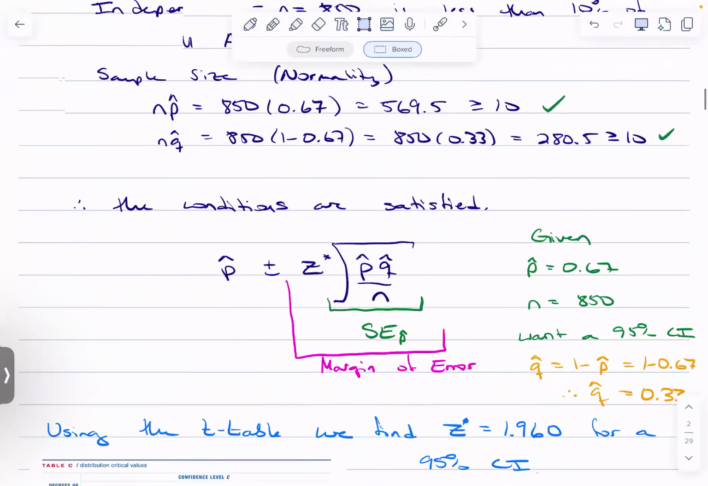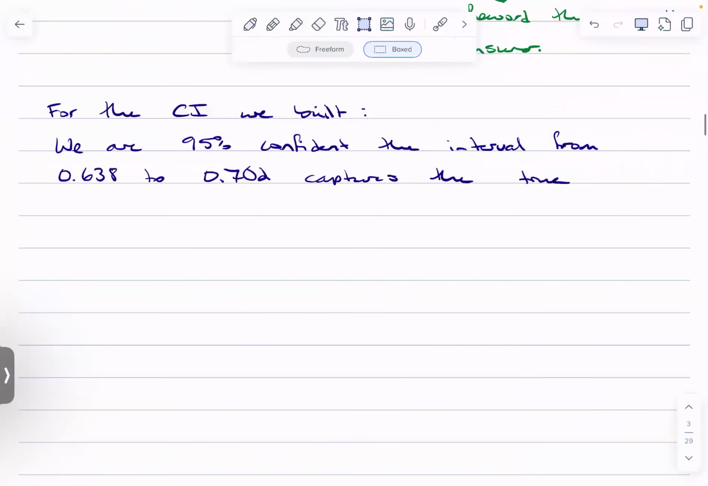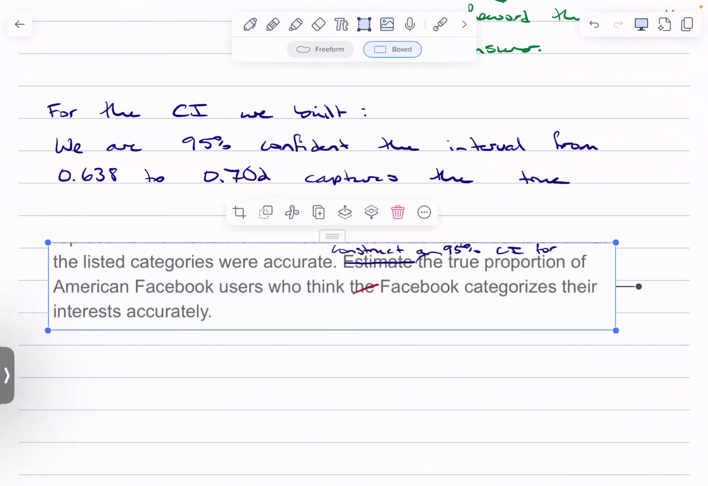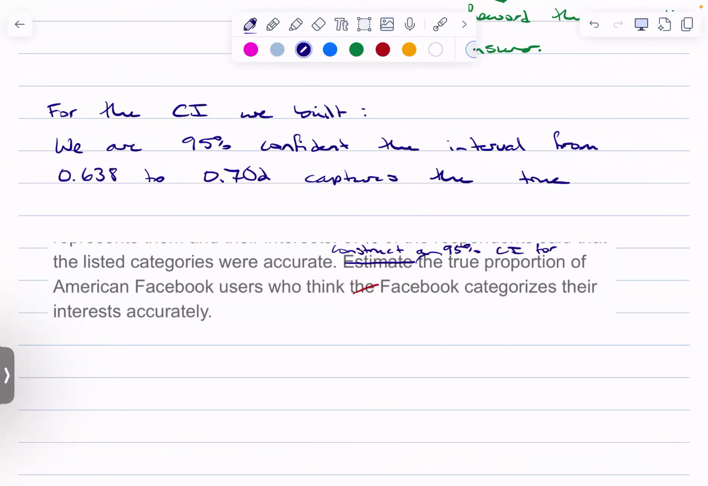And it's usually long and annoying, but not hard. So I rephrase the question in a way that I would ask it on a test. It said, construct a 95% confidence interval for, and because it's our first one, I even have the true proportion of American Facebook users who think Facebook categorizes their interests accurately.